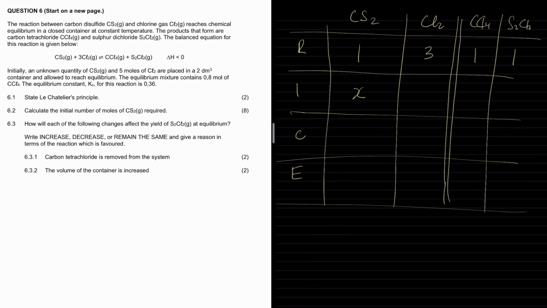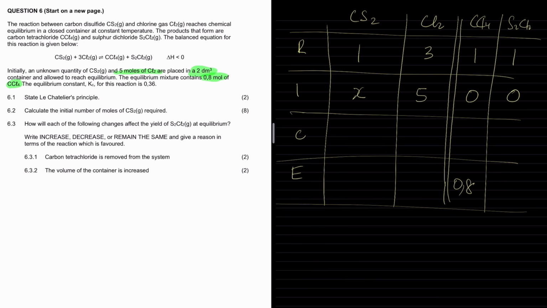Cl2, they tell me in the question that we have 5 moles of Cl2. And since it's at the beginning of the reaction, we don't have any products. So that's going to be 0 and 0. Then they tell us it's in a 2 dm cube container. Okay, so this is going to be important. And they tell us the equilibrium mixture contains 0.8 moles of CCl4. So 0.8 will go here. E is equilibrium. That's how much we have at equilibrium.